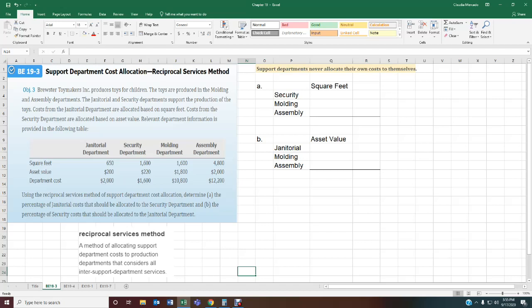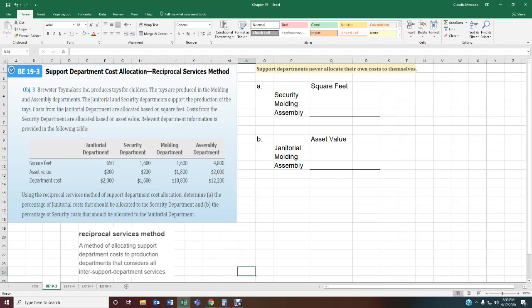So, the janitorial and the security departments have no impact on the actual manufacturing process of the toys, but they are necessary for operation purposes. The janitorial department is cleaning, the security department is maybe overlooking that everything's okay. So, yes, they are not needed to produce the good, but they are a support department that is needed to run the overall operations of the business.